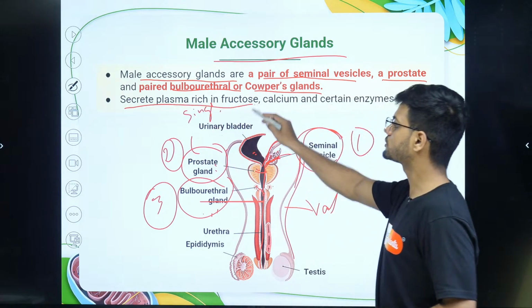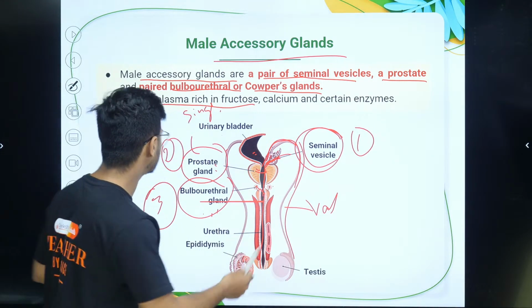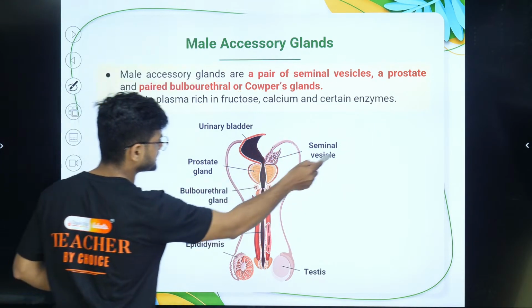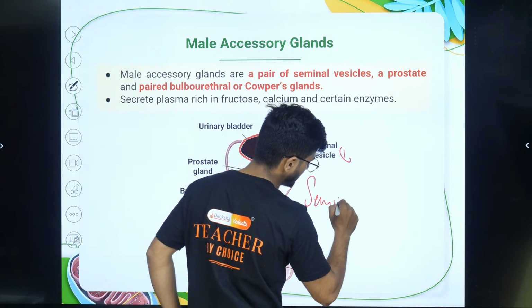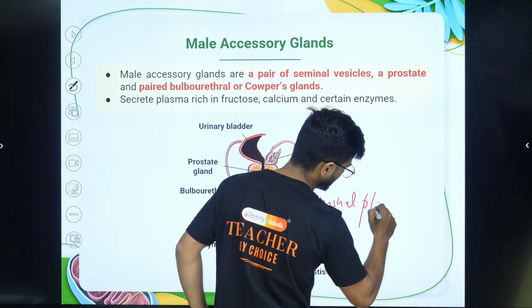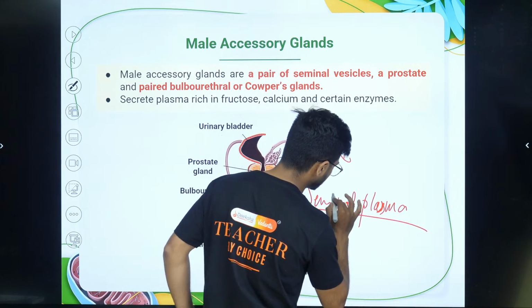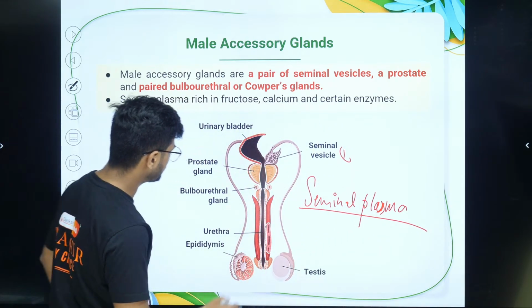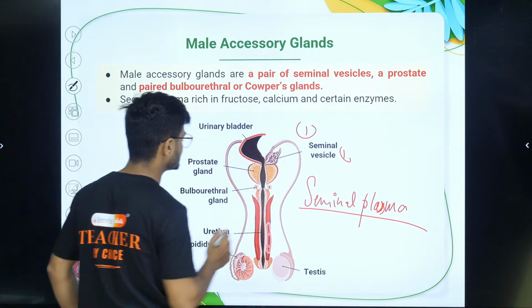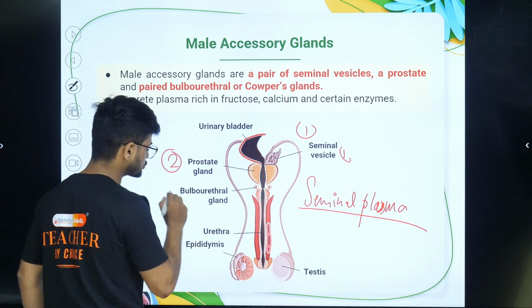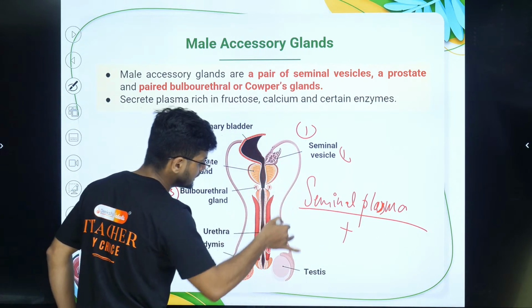Secretions, plasma rich in fructose. So whatever secretions come, the secretions by the three glands are called seminal plasma. Seminal plasma. It comes out like a liquid. The secretions of the seminal vesicle, the secretions of the prostate gland, the secretions of the bulbourethral gland are called what? Seminal plasma. Plus, now what comes from here?